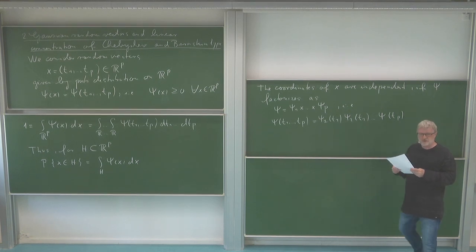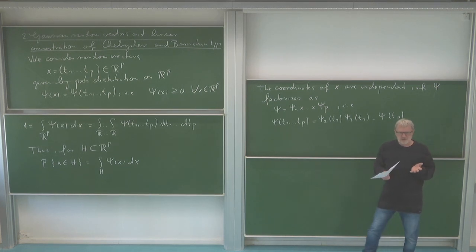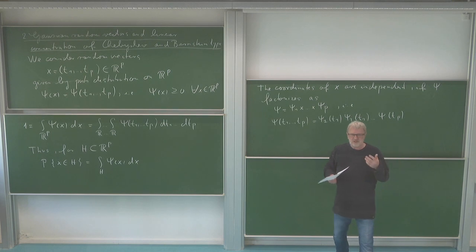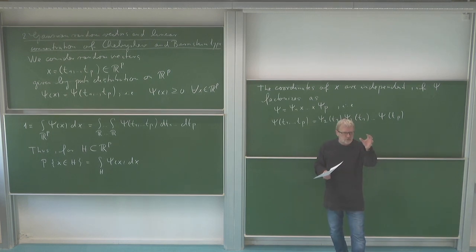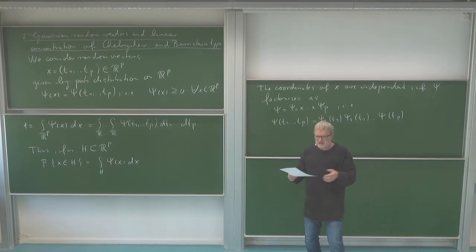Or we can of course also say, what does it mean if I calculate probabilities? If I calculate probabilities of properties which are just given by conditions in terms of each of the coordinates separately, then I have a factorization of this. So the probability that I have two independent events happen is just the product of the probabilities for them.